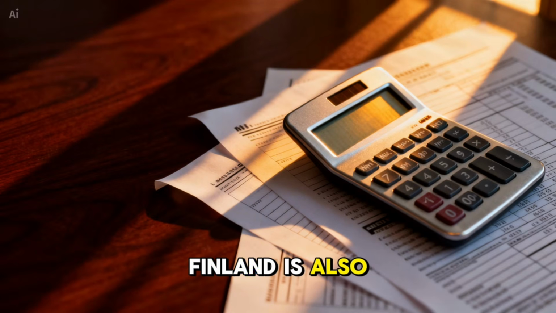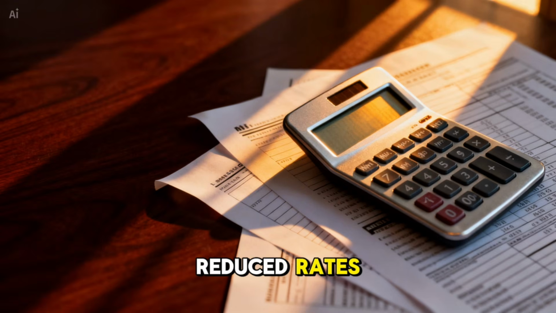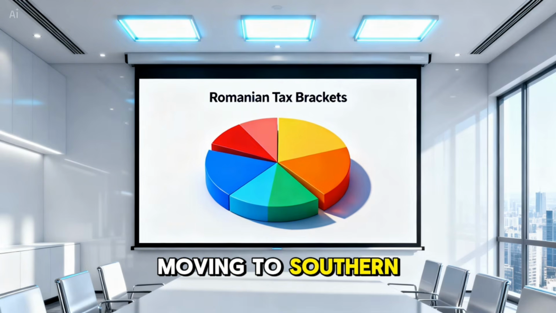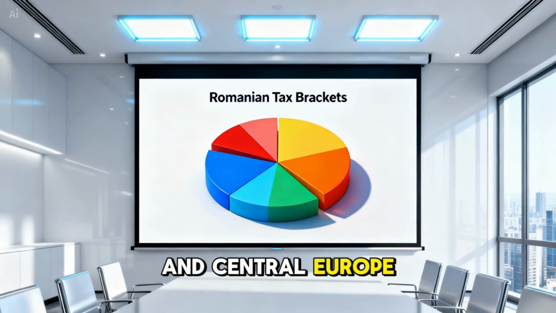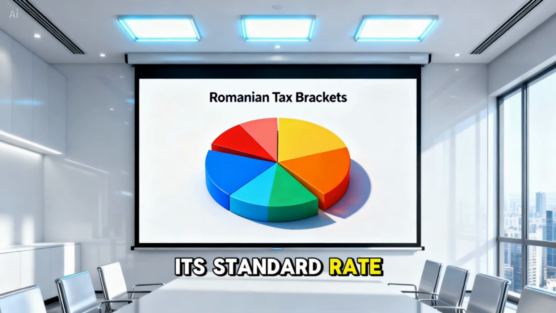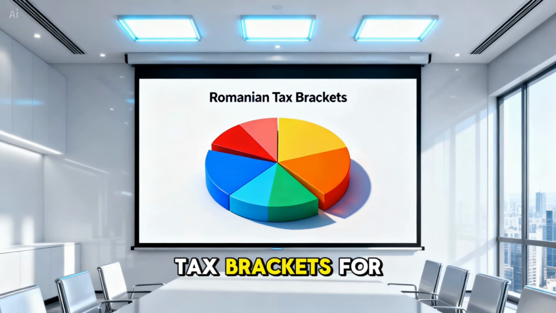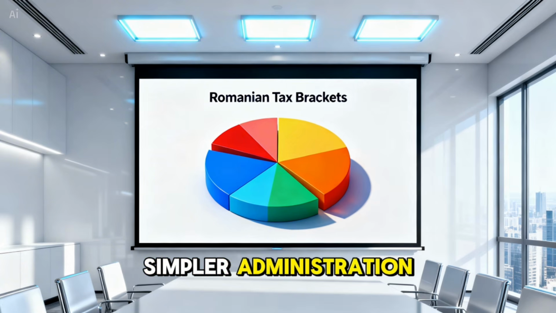Finland is also adjusting, specifically focusing on reduced rates, moving them to 13.5% to stabilize the national budget and align with broader EU trends. Moving to Southern and Central Europe, Romania is increasing its standard rate to 21% while consolidating various reduced tax brackets for simpler administration.